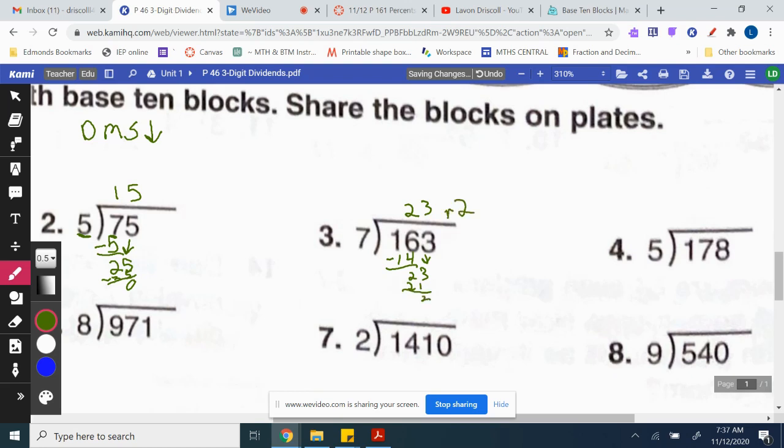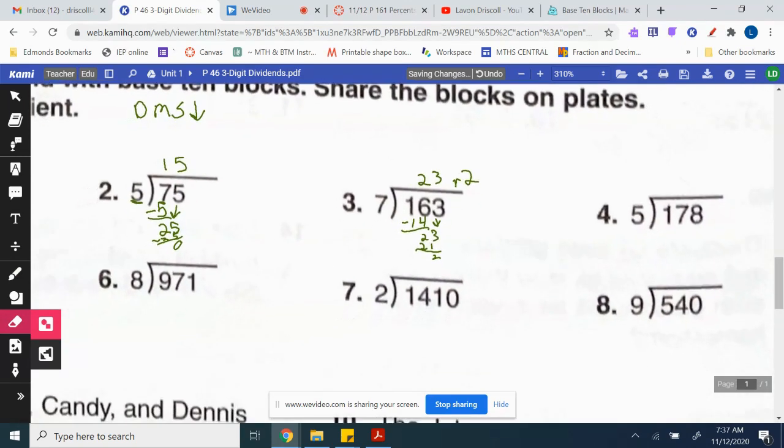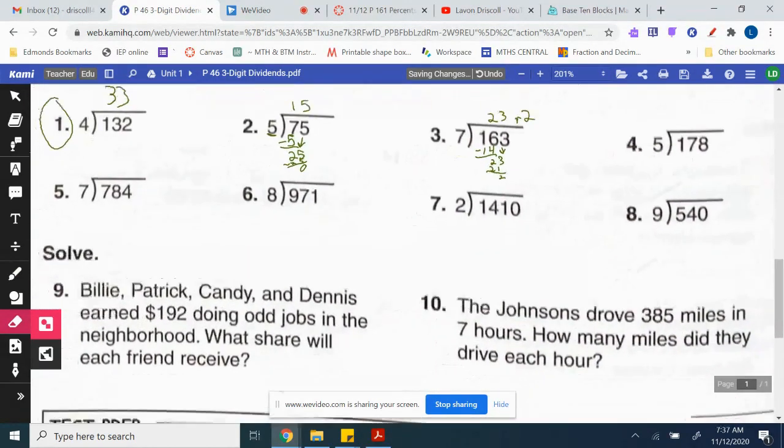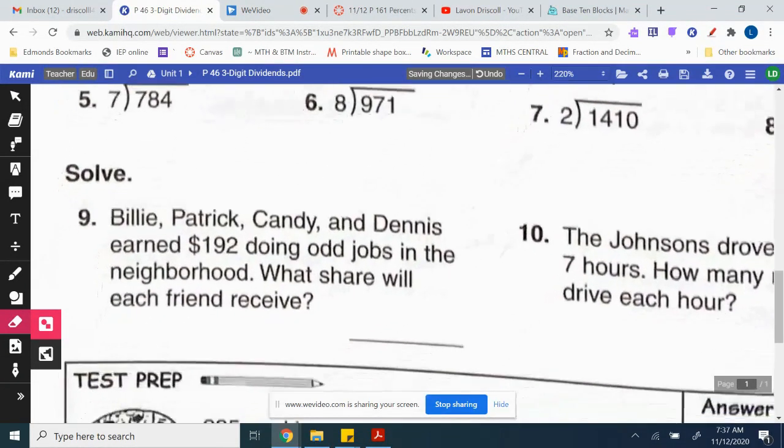I have 2 blocks that I can't split up, and that's where we're just going to stop with that for now. Eventually you're going to use a calculator and you're going to get 23 dot and then a mess of decimals. That's okay. Just go ahead and carry it out to the 2 decimals later on. But we're not using a calculator today. So let's go ahead and take a look at our story problem.